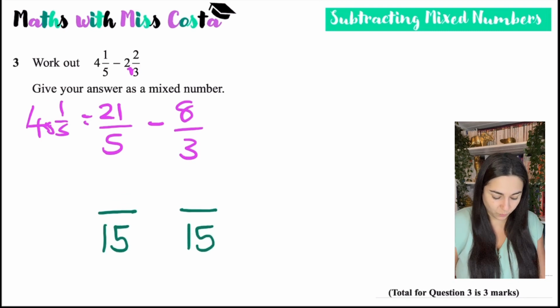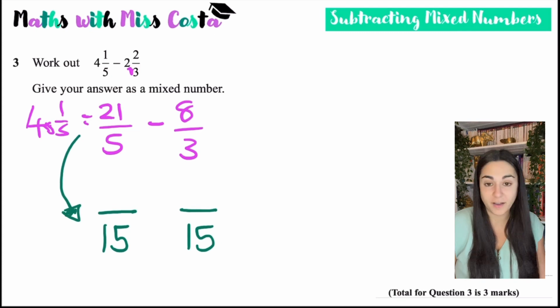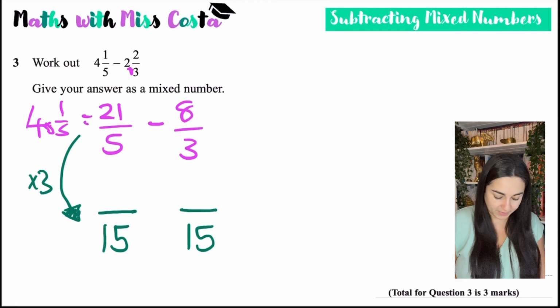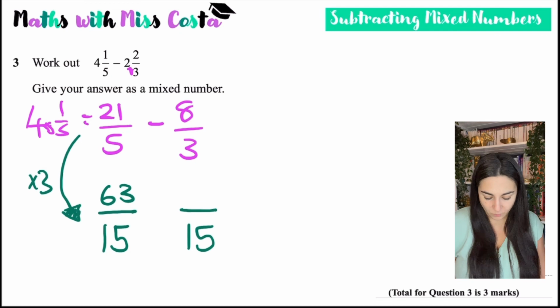So I think to myself, what did I multiply 5 by to get to 15? I multiplied it by 3. So the whole fraction must be multiplied by 3 as well. So 21 times 3 is 63. And then what did I do to this side?